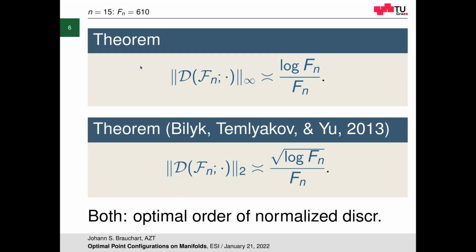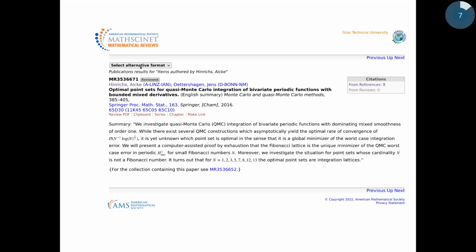This means there are very good reasons why we should look at the Fibonacci lattice point set and try to find out if they also do well if I map them to the sphere. So those are results for discrepancy. And there's also a result by Aicke Hinrichs and Jens Oettershagen about the quality of Fibonacci lattice points with regard to numerical integration. So I want to mention that it's another motivation to look at Fibonacci lattice points because they are optimal in this context.